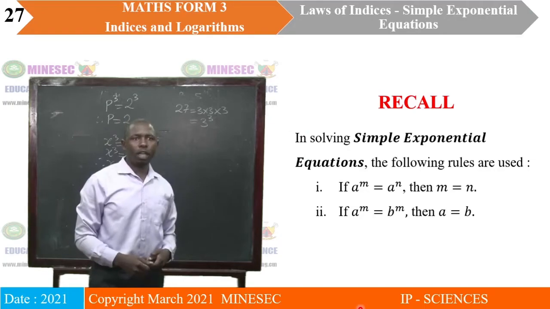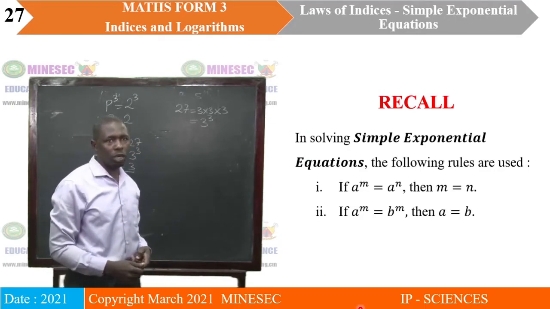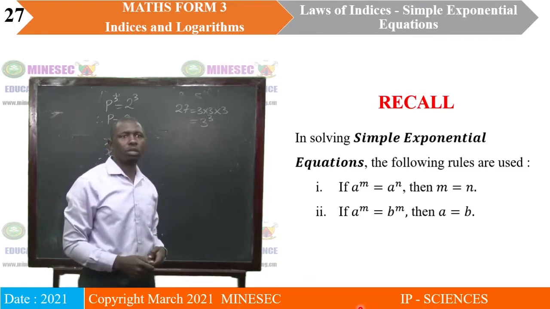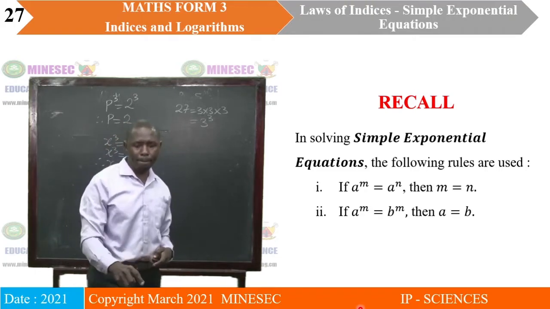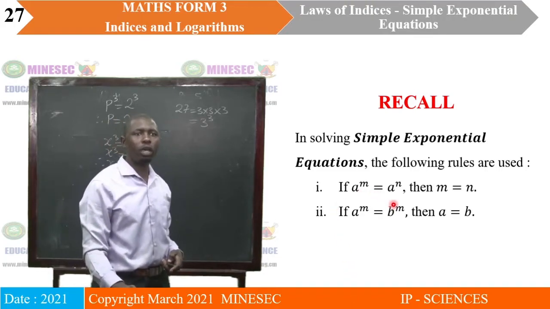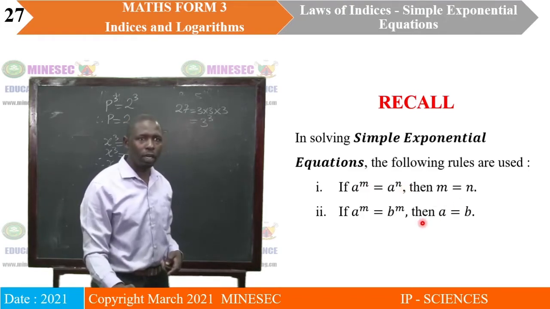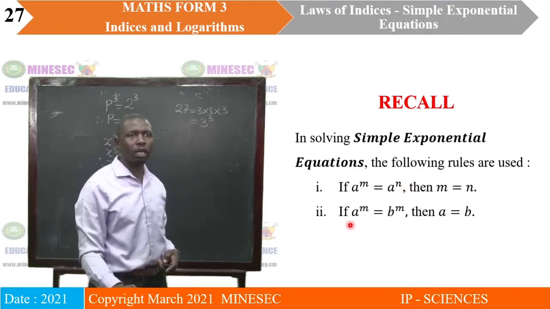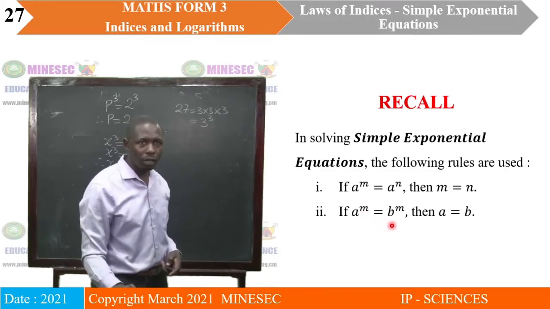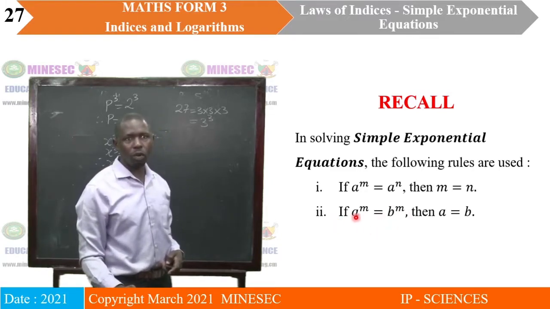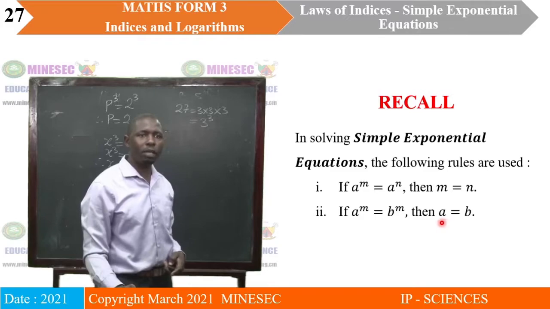So recall, in solving simple exponential equations, the following rules are used. So you have the first rule: if a raised to the power m is equal to a raised to the power n, you realize that the bases are all a, then the powers are equal, m is equal to n. And if we have another case in which a raised to the power n is equal to another number raised to the power n, so you have different bases but equal powers, then automatically the bases will also be equal. a will be equal to b as indicated.